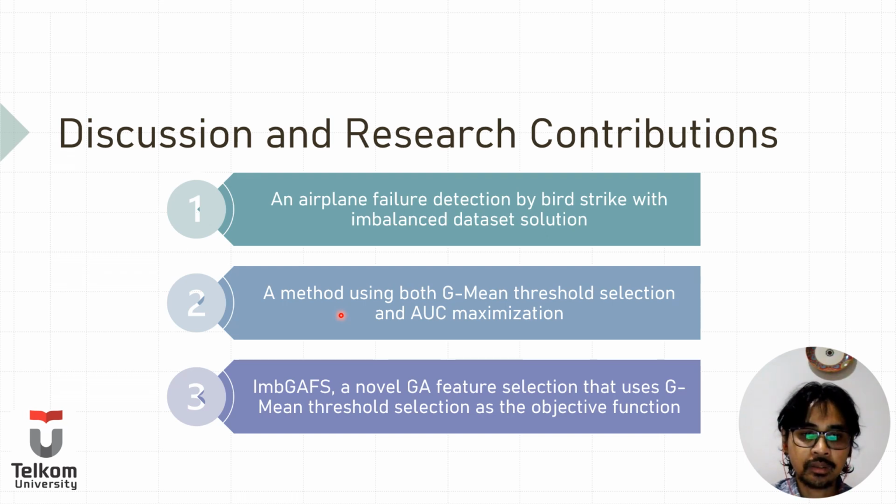This method uses G-mean threshold selection as its objective function. Previous methods have used GA feature selection, but none of them have used G-mean threshold selection. And we prove that the use of ImbGAFS can improve the performance of failure detection by birdstrike.